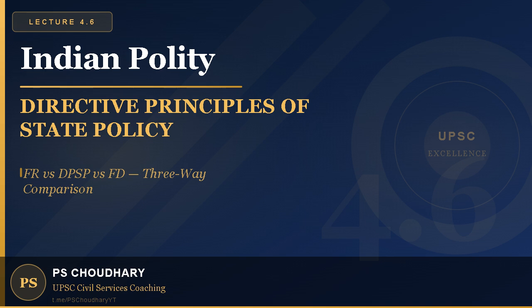Now the interrelationships between the three parts. Directive principles can expand fundamental rights. Article 47 on nutrition became the basis for the right to health under Article 21. Article 39 on livelihood became the basis for the right to livelihood under Article 21. Courts read DPSPs into FRs to give them judicial enforceability.